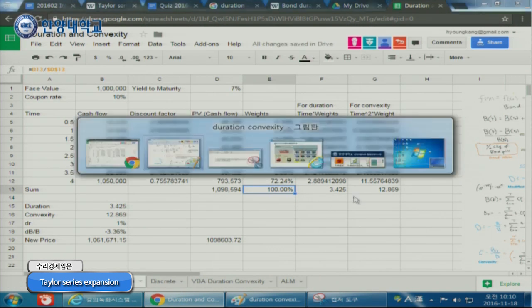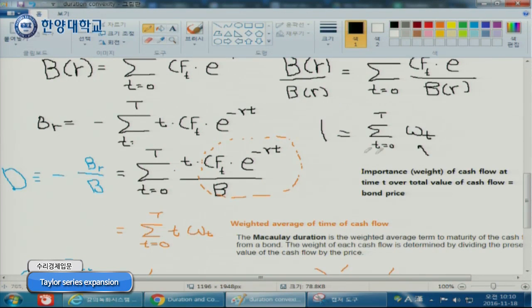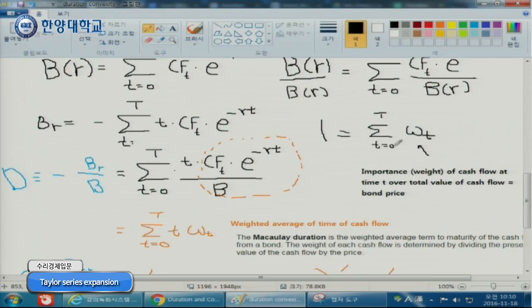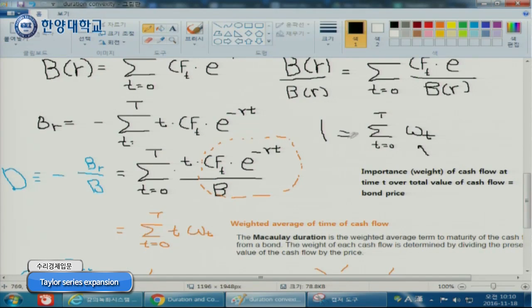So this part is basically this part. Weight should be summed to 1. So this part is this one. This part is this one. Weight is summed to 1.